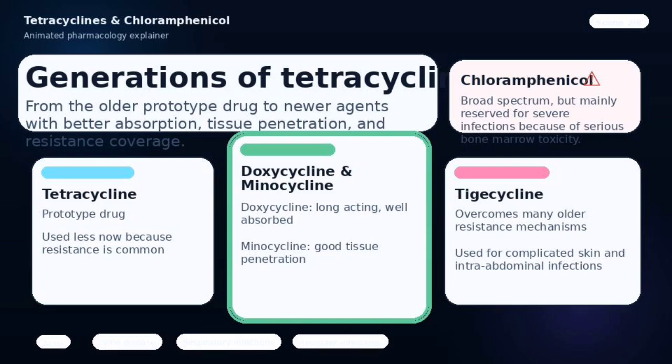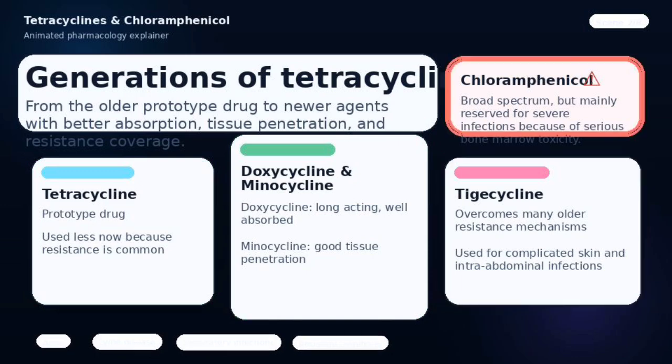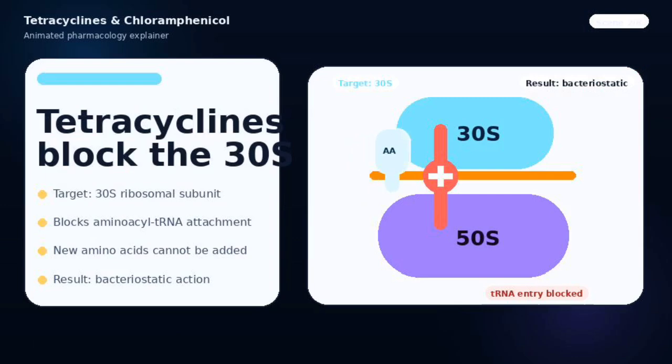Minocycline also penetrates tissues well and is used in acne and some resistant infections. Third generation, tigecycline, overcomes many older resistance mechanisms and is reserved for complicated skin and intra-abdominal infections. Chloramphenicol is also broad spectrum, but because of serious toxicity, it is mainly reserved for severe infections when safer options are ineffective or unavailable. Tetracyclines act on the 30S ribosomal subunit.